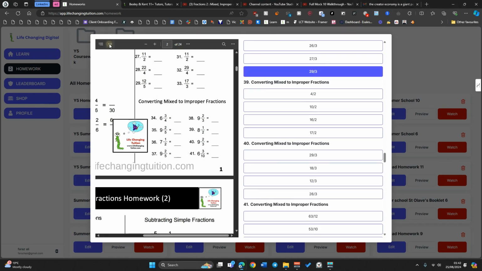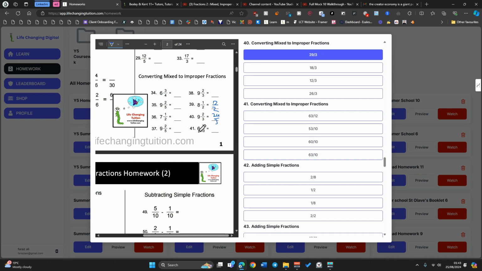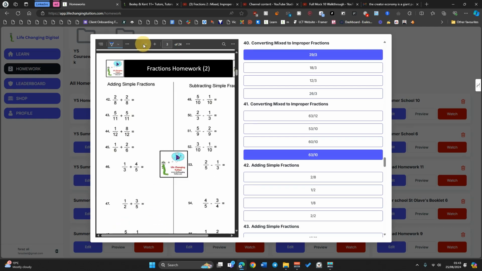We're on question 39 now. 2 times 8 plus 1 is 17 and over 2. 17 over 2 is this one. Question 40. 3 times 9 plus 2 is 27 plus 2, which is 29 over 3. Boom. And question 41. 10 times 6 is 60. Add the 3 is 63 over 10, which is right here. Perfect.